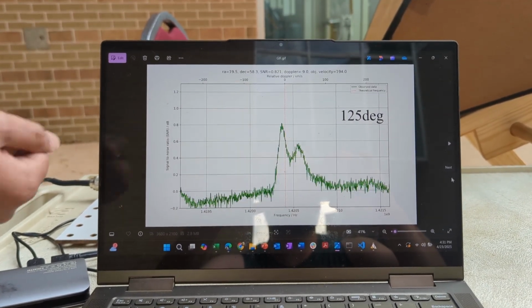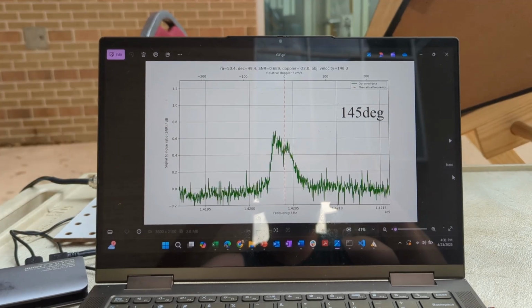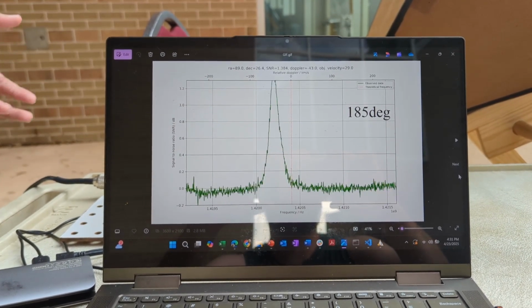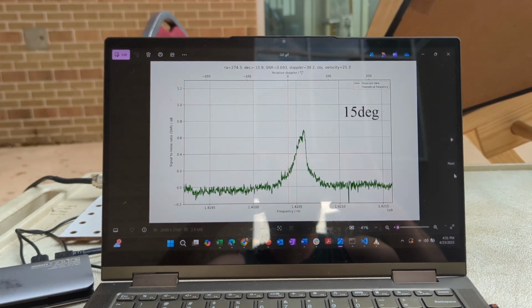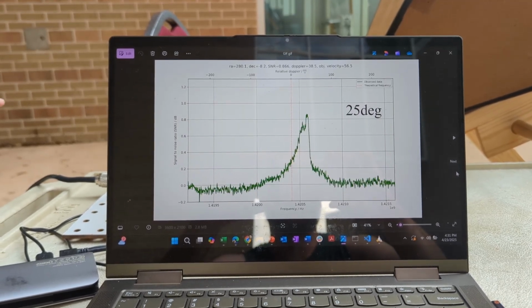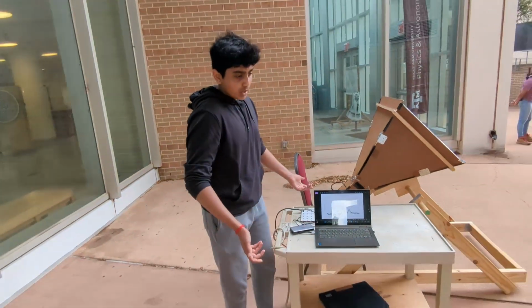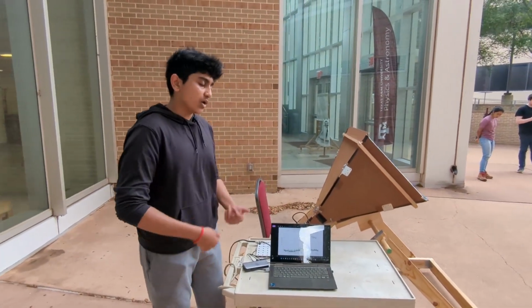So if it's to the right of the red line, then we can see that it is blue shifted, which means that part of the galaxy is essentially moving towards us. And when the peak is to the left of the red line, it means that the data is red shifted, which means that part of the galaxy is moving away from us.